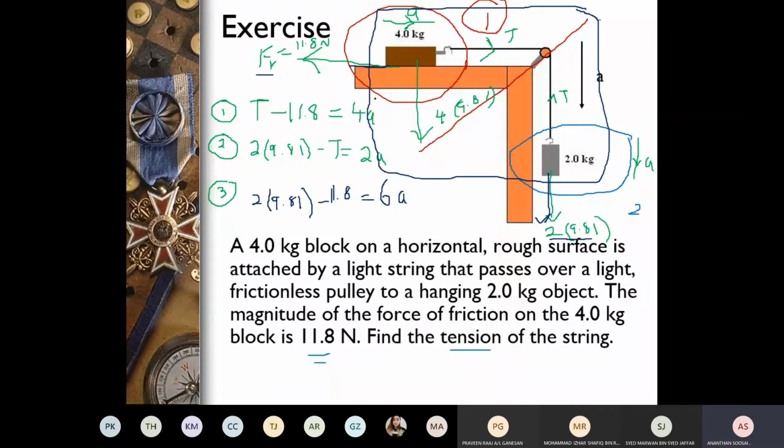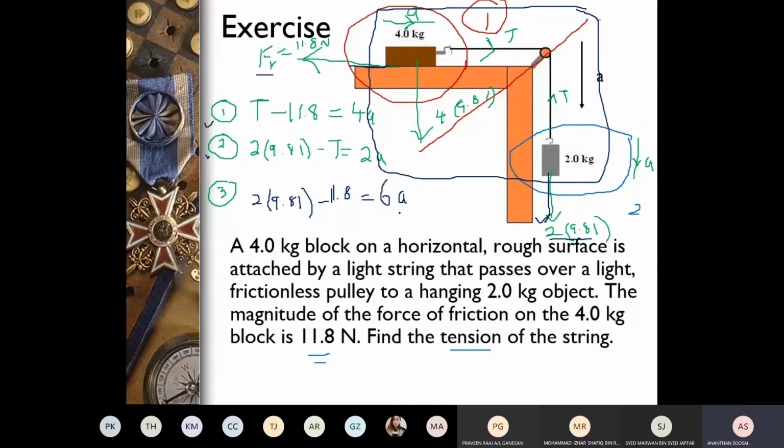Okay, so these are the 3 equations you need to use to solve it. How you do it is up to you. For the sake of finding the tension, tension is only involved in the first 2 equations, 1 and 2. But to find the tension, you need to know the acceleration first. So if I were you, I'd go for the third equation.